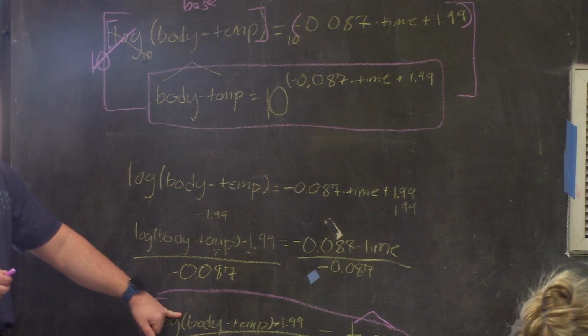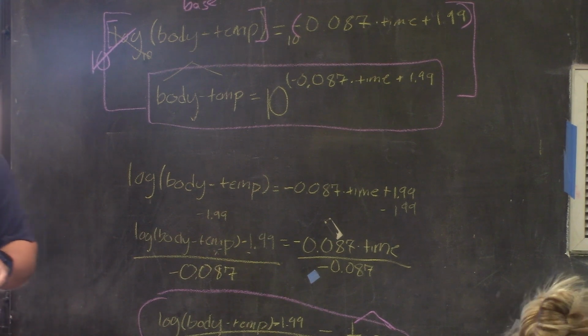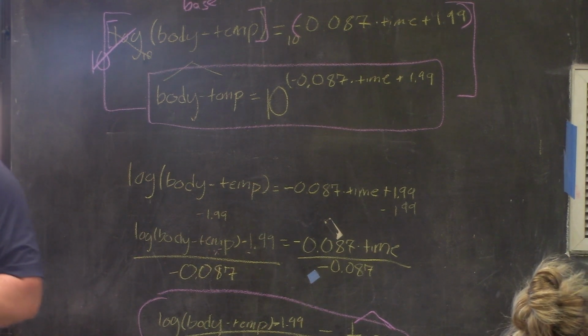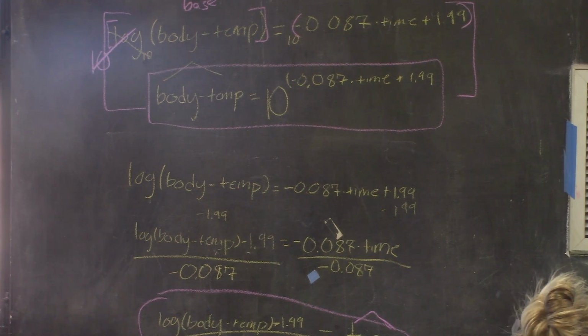Body temp, and what's my output? Time. Remember, those inputs and outputs transpose. What was an input becomes an output. That's it. What are your questions about the solving to get the original model and the inverse at this point?